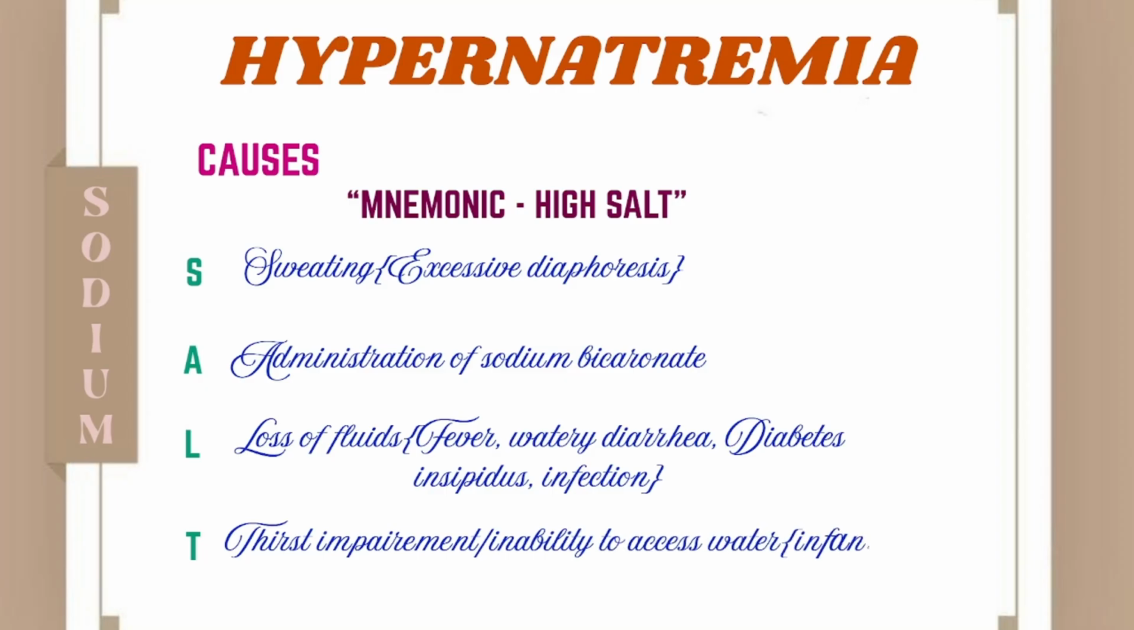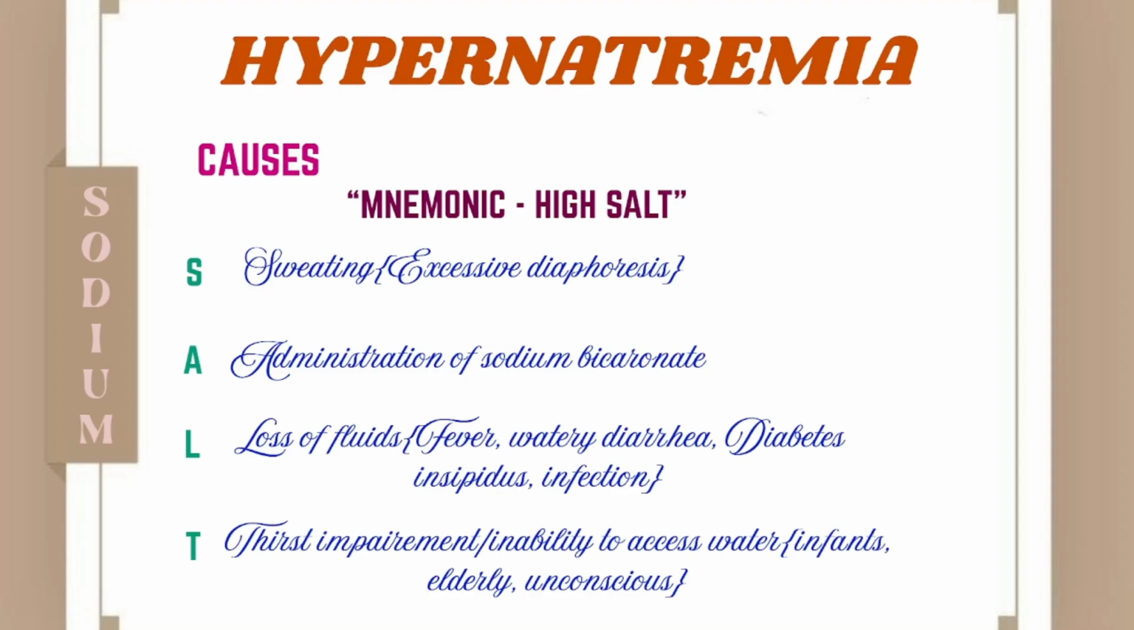T stands for thirst impairment or inability to access water: infants, elderly, or unconscious patients. These are patients, like unconscious or elderly patients, who cannot drink water when they are in need. Infants also don't know when to drink water, so the parents have to give water to the infants, and sometimes the parents are unable to meet the water requirements of the infant. Elderly and unconscious patients' water needs are also not met.